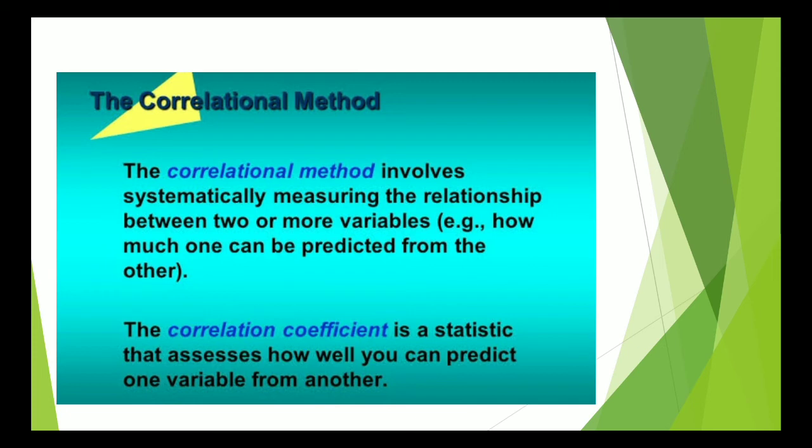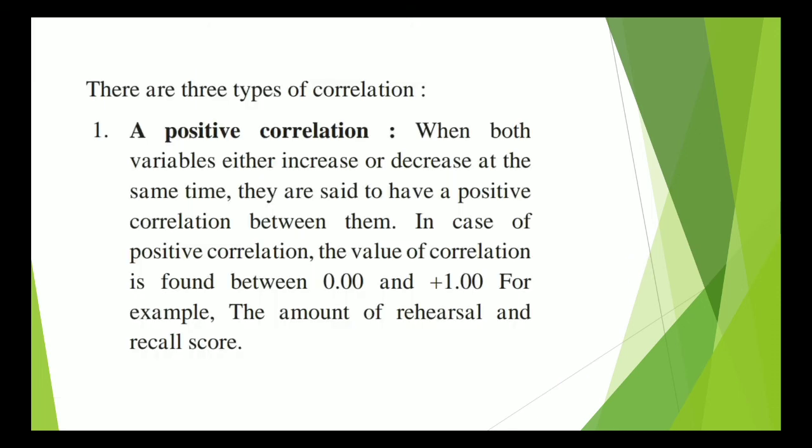Correlation coefficient is a statistic that assesses how well you can predict one variable from the other. So correlation coefficient is a statistical term used to denote on a graph whether the particular correlation or whether the particular relationship is positive, negative or zero. So that we are going to see ahead. There are three types of correlation.